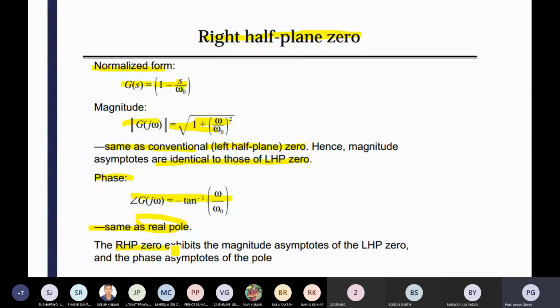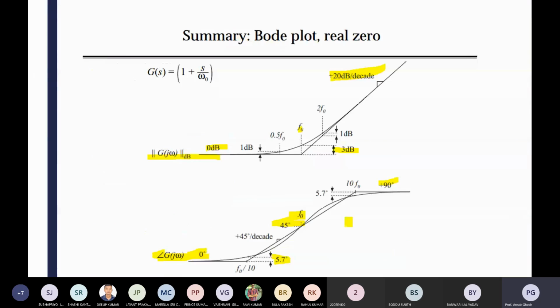So the right half plane zero exhibits the magnitude asymptote of the LHP zero, and the phase asymptote is like a pole. So the combination is that the magnitude will be like that of the LHP zero, the Bode magnitude for the real zero. But the phase will not be like that. It will be pole-like, coming from 0 then going to minus 90.